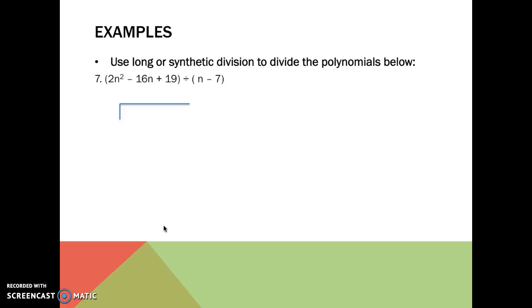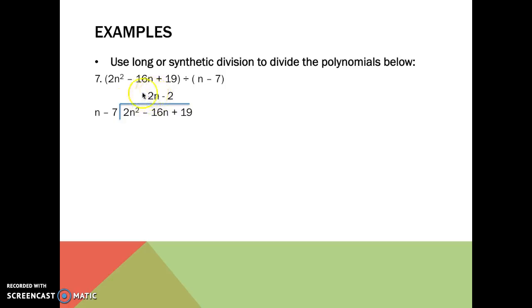So I have 2n squared minus 16n plus 19 divided by n minus 7. Well, I put my n minus 7 on the outside of my division sign, and I put my trinomial in the middle. Now I want to go ahead and cancel out this 2n squared. So I'm going to look for a number that when I multiply it by, it's going to equal 2n squared. And in this case, that is 2n.